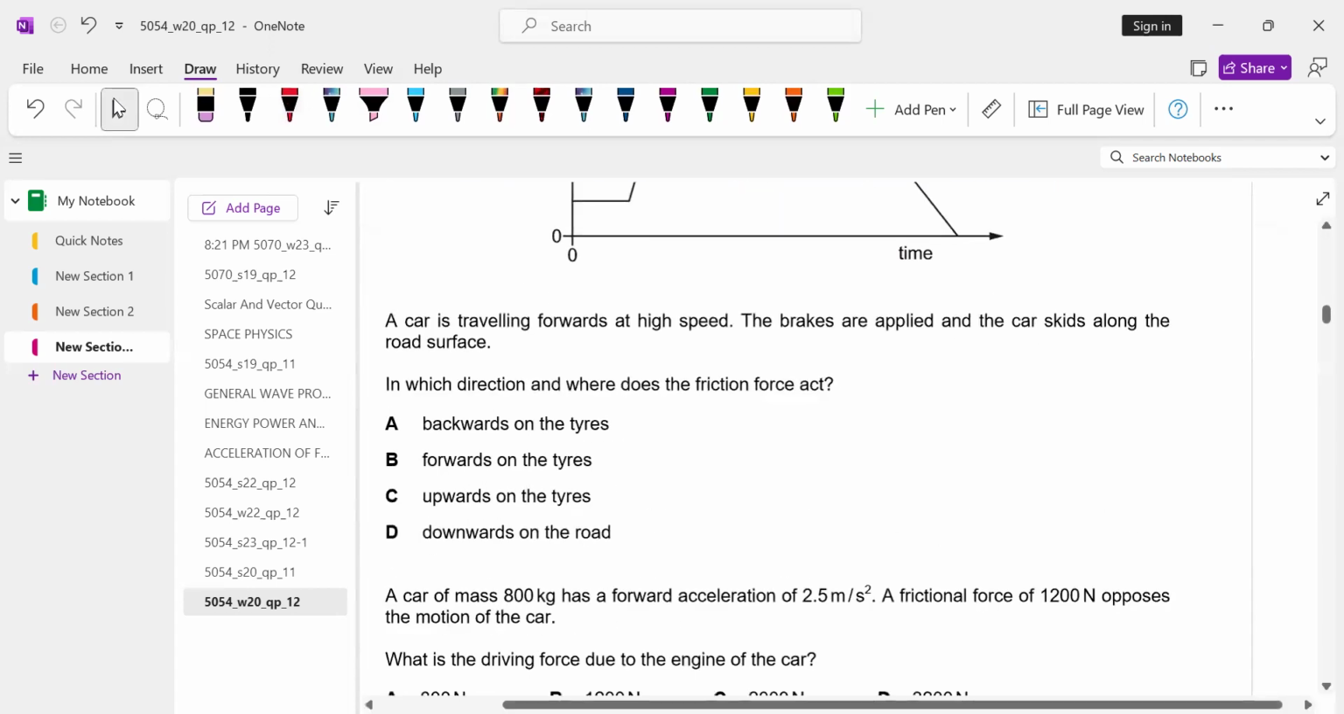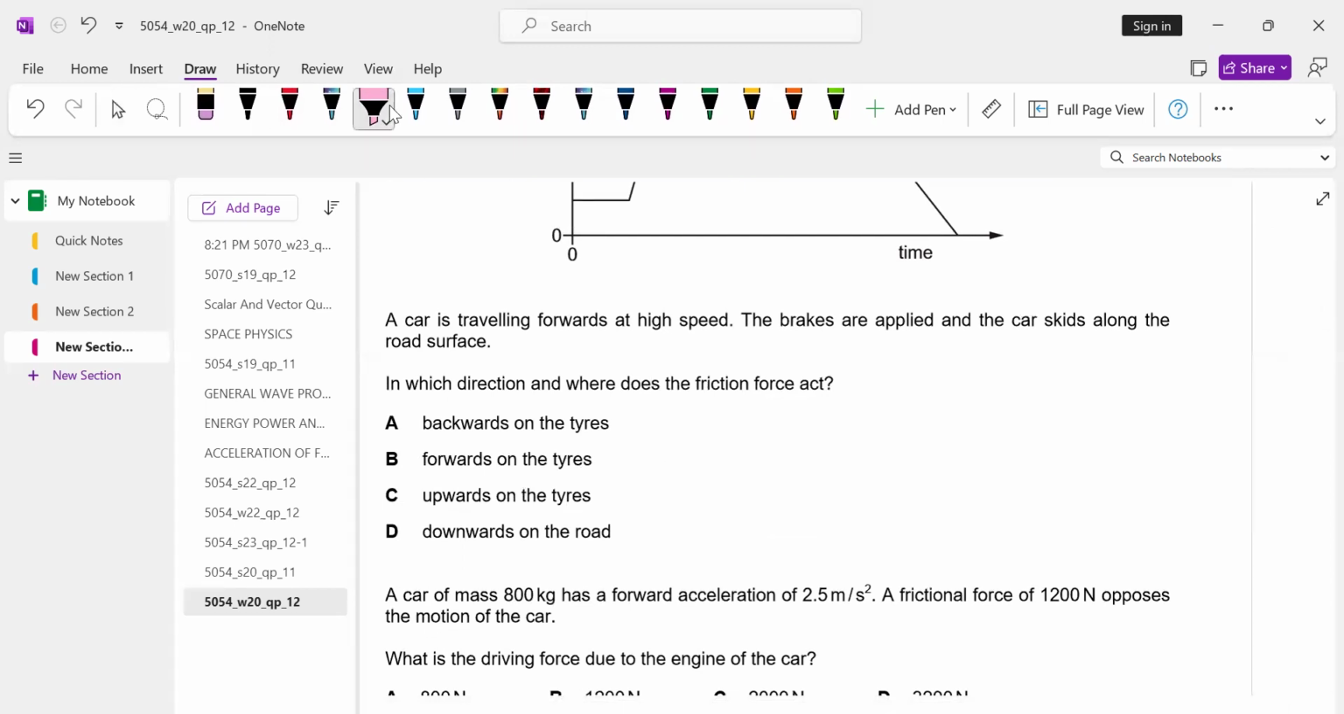Then question number 4. A car is traveling forwards at a high speed. The brakes are applied and the car skids along the road surface. In which direction and where does the friction force act? So a car is moving forwards at a high speed, the brakes are applied and the car skids along the road surface. So in which direction does the friction force act?